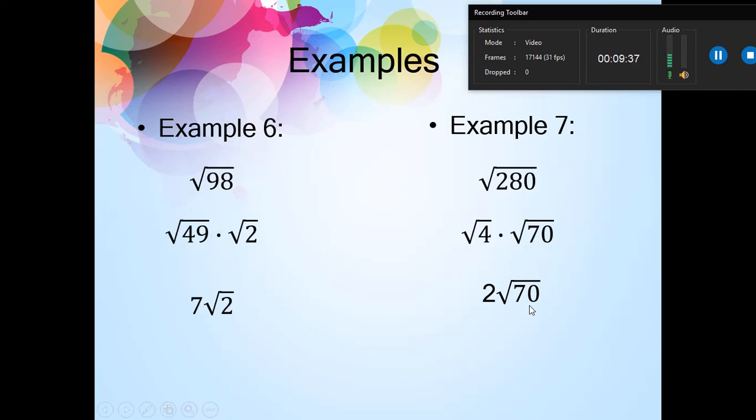Now, we should determine if there's any more perfect squares that will come out of 70. But as I check, it's not divisible by 4 or 9 or 16 or 25. You can do this all the way up to the perfect square of 36. At that point, I did not find any other perfect squares, so 2 radical 70 is the final answer.